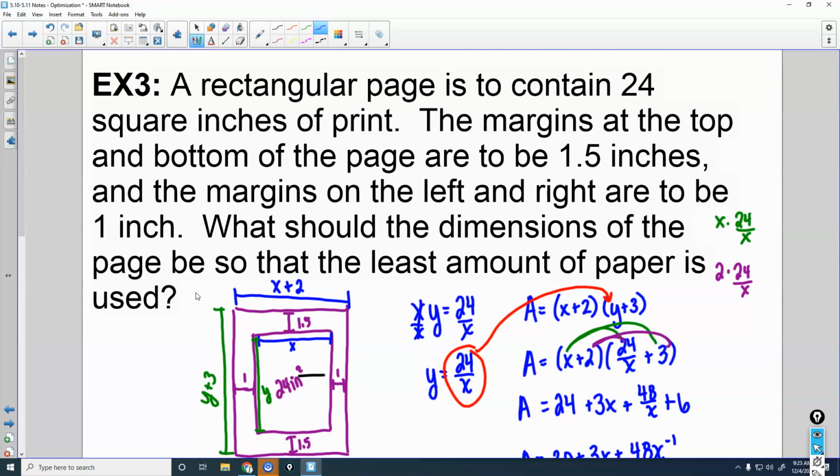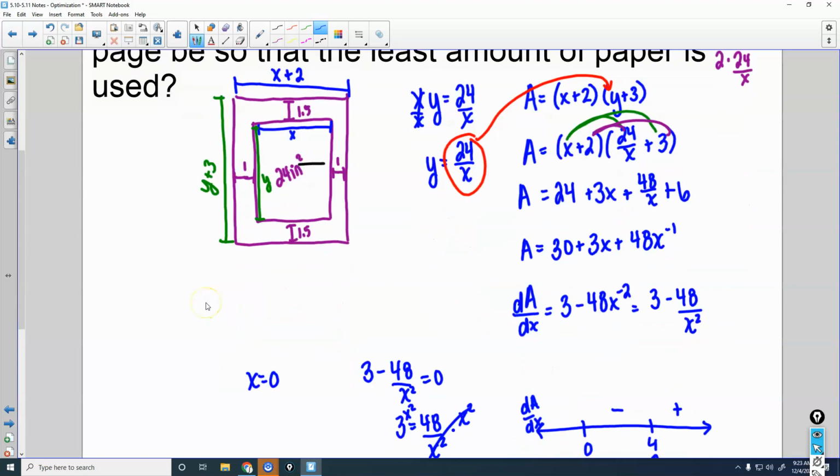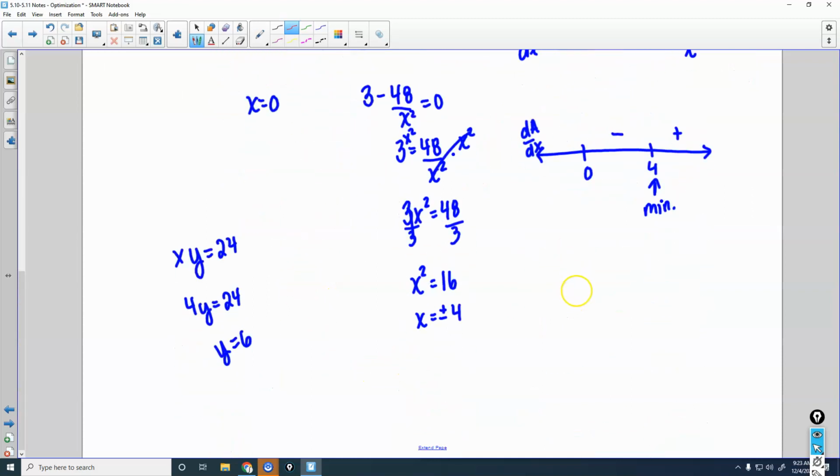What does that ask us? What should the dimensions of the page be? So we need the dimensions of the whole page, not just the inside. So if this right here is 4 and this right here is 6, what is the full height right here? 9. And what is the full width going to be? 6. So we would have a page that is 6 inches by 9 inches there. And that would be our most economical use of space if we had these conditions.